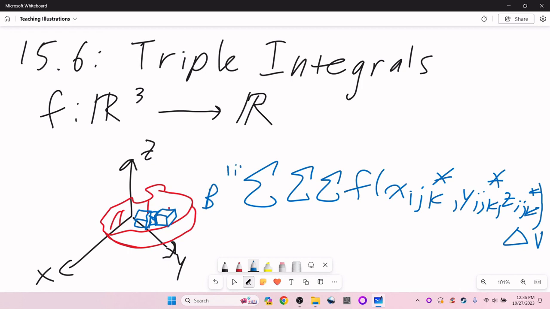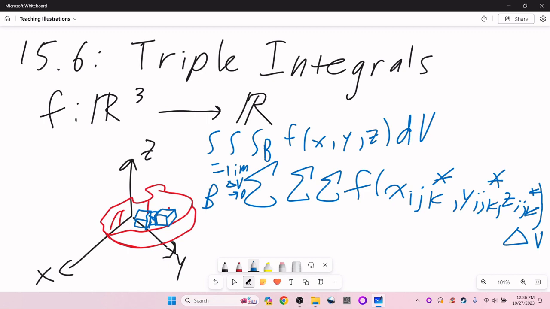Then we would take the limit as the size of the boxes goes to zero. And that will give our estimate, well, without the limit, it's an estimate of volume, or sorry, of mass, or whatever the function is, but with the limit, it turns into a triple integral. F of x, y, z, dV.